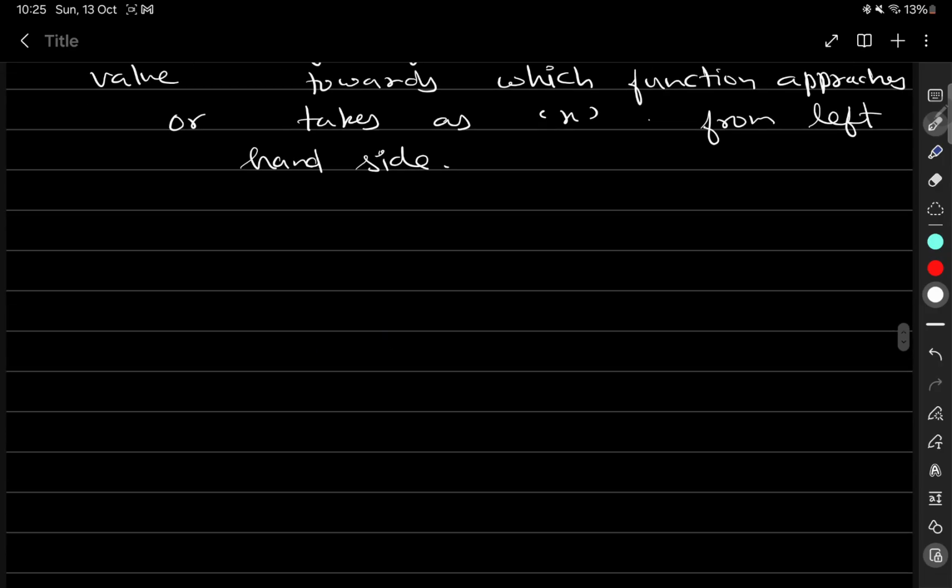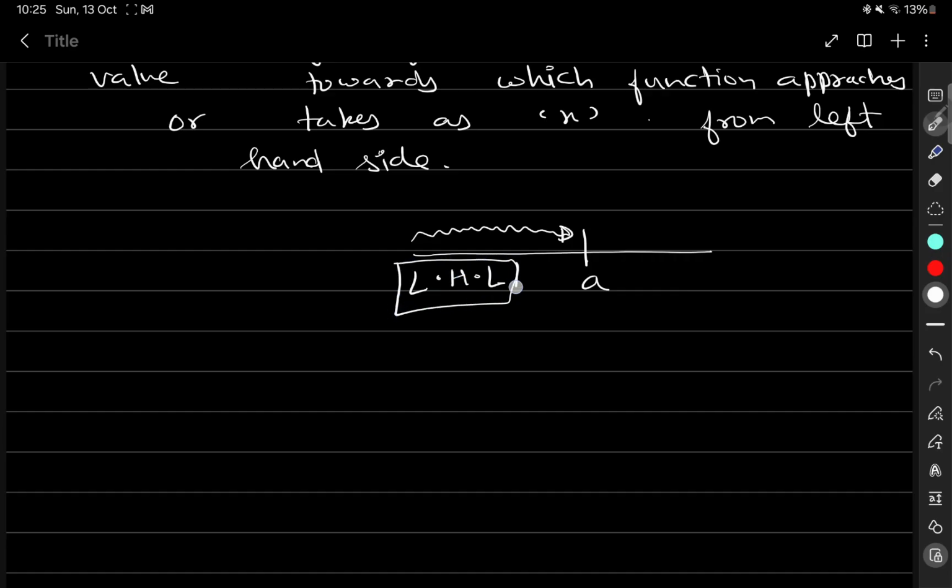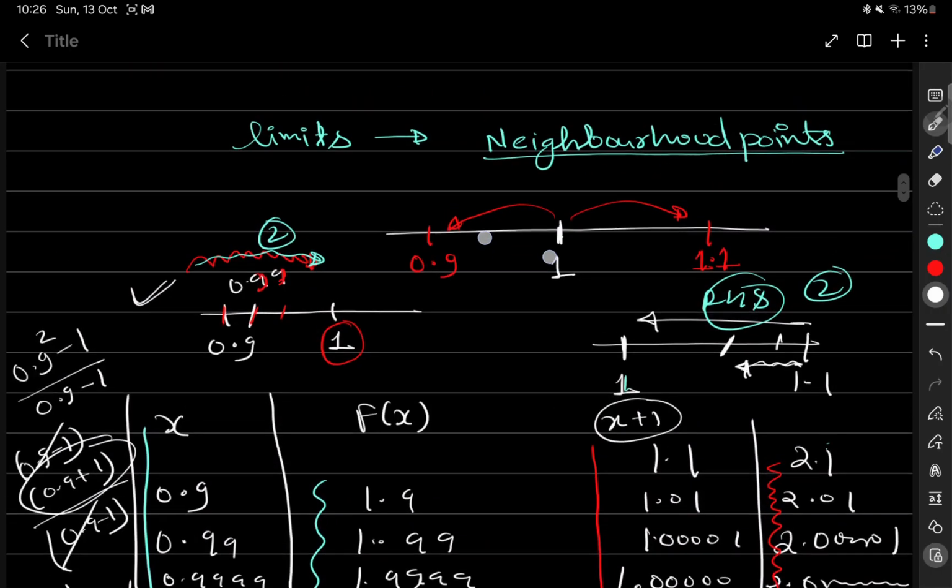Now what is this? This one is x. Let's take a as this. When we are approaching towards this a from the left hand side, this is known as the left hand limit. Whatever function value we are getting is called the left hand limit. Means what I want to say.